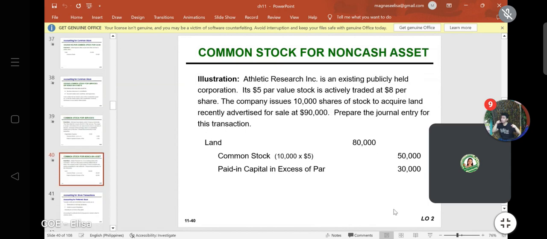Stocks can also be issued for non-cash assets. For example, the corporation will need land. So they negotiate: okay, we will use your land, you become a stockholder for 10,000 shares. In this case, the par value is 5. So 10,000 times 5 is 50,000. The difference of 3 will be credited to paid in capital in excess of par. Always remember, class, that for common stock we use the par value only, and the amount in excess of that will be charged to paid in capital in excess of par.